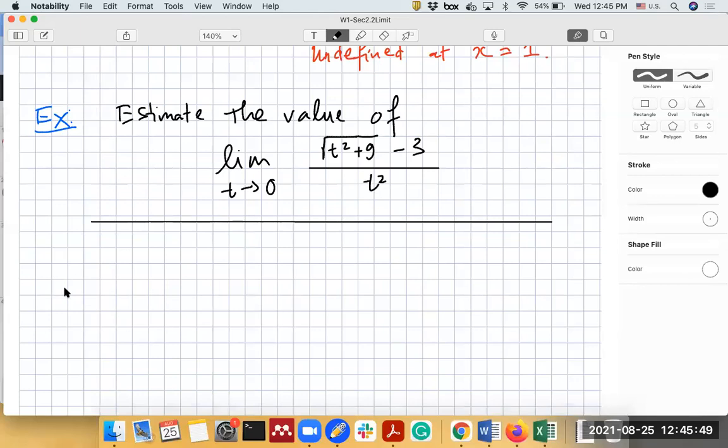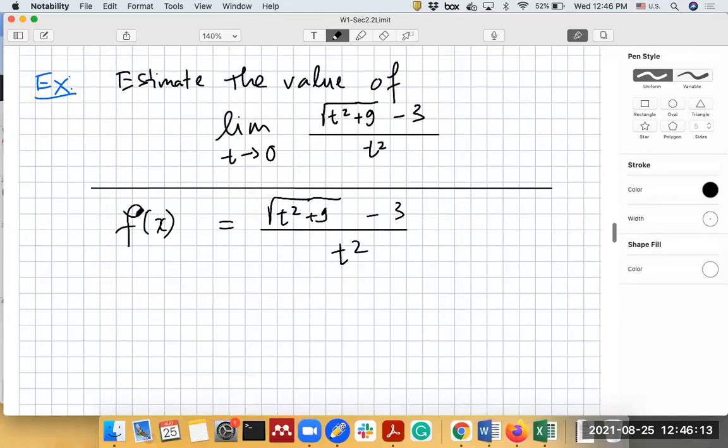Now, we don't know how to compute it yet, but let us try with a calculator. Now, let us find the value when t, let us call this function, square root of t squared plus 9 minus 3, over t squared, the f function. Now, we use the variable t here, then the function should be the function of t. Let us define it this way.